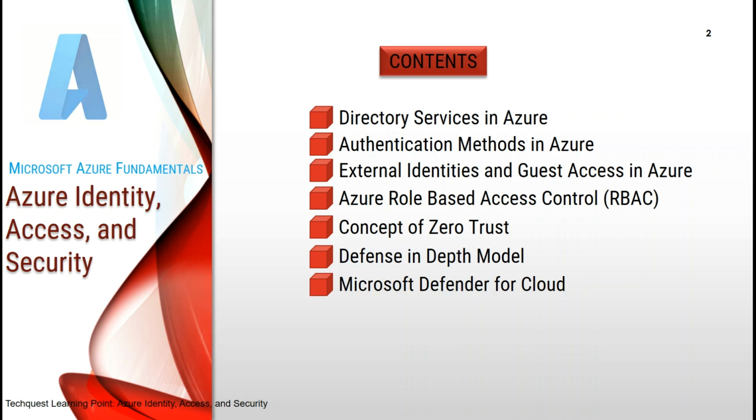The exam AZ-900 Microsoft Azure Fundamentals includes 3 knowledge domain areas: number 1, describe cloud concepts; number 2, describe Azure architecture and services; and number 3, describe Azure management and governance. This tutorial is the 18th episode of the Azure Fundamentals series and it is part of the 3 knowledge domains.